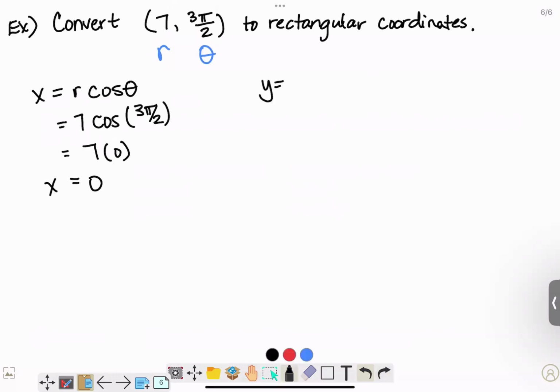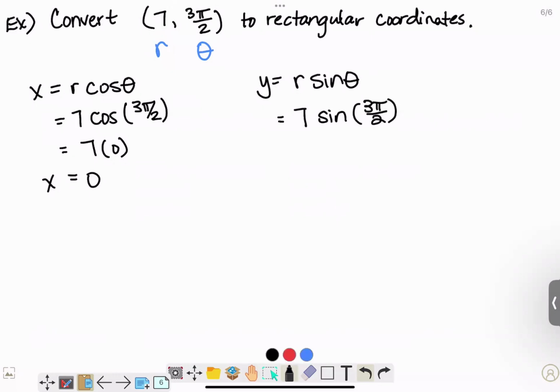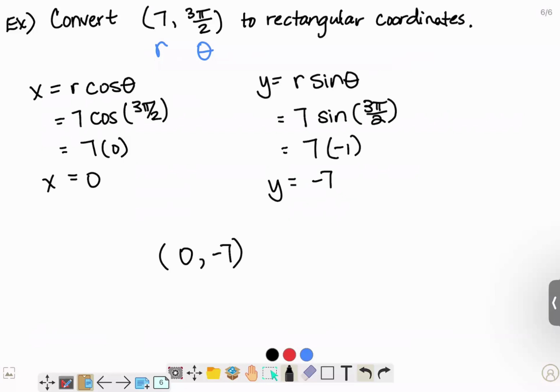Now our y coordinate is given by r sine theta. So that's going to be 7 times the sine of 3 pi over 2. Sine of 3 pi over 2 is negative 1. So our y coordinate is negative 7. So in rectangular coordinates, this point is (0, -7). You can check this graphically. If you graph both of these points, they should appear to be at the same place.